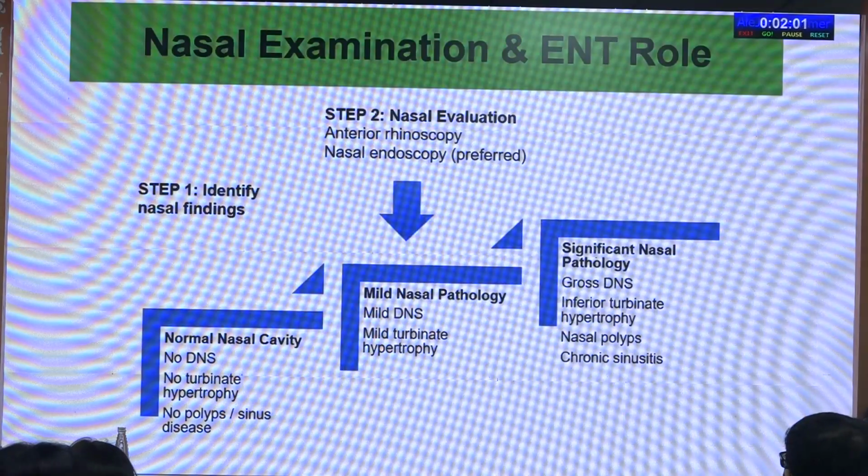Now coming to the nasal examination, first we have to identify the nasal findings, and nasal evaluation is done with the help of anterior rhinoscopy and nasal endoscopy, and then we will grade the nasal pathology into mild, moderate and significant. Significant nasal pathologies include gross DNS, inferior turbinate hypertrophy, nasal polyps and chronic sinusitis.